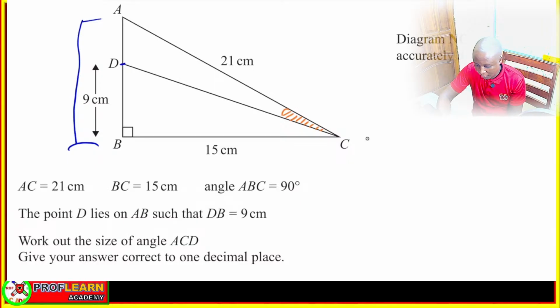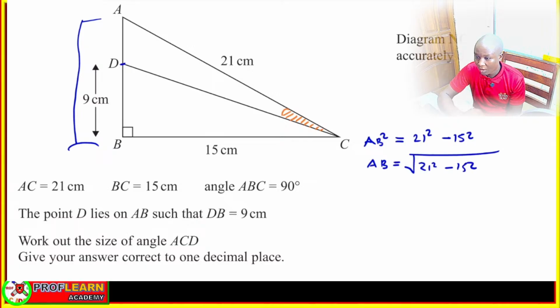So we're going to say AB squared is going to be equals to 21 squared minus 15 squared. So for me to find AB, I'm going to say it will be the square root of 21 squared minus 15 squared. If I work it out, that's going to give me 6 root 6.